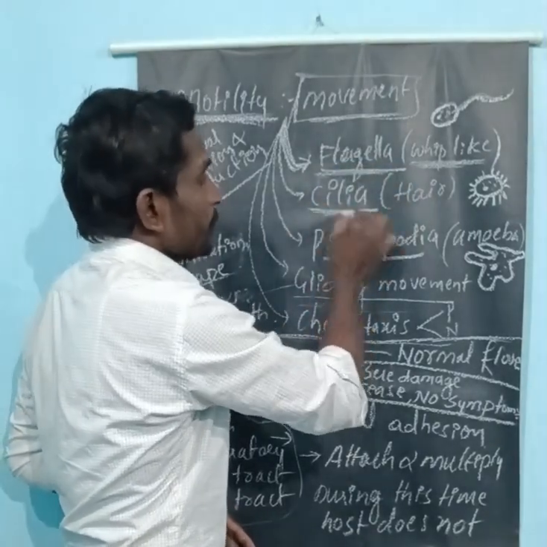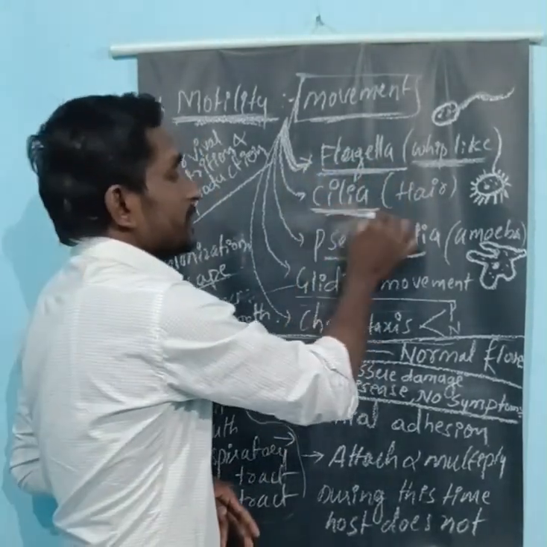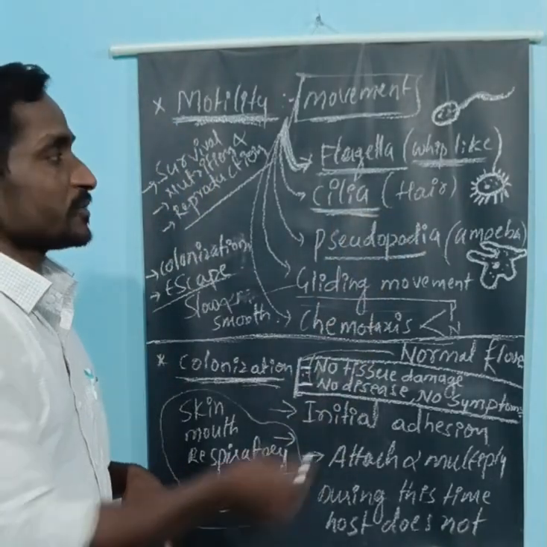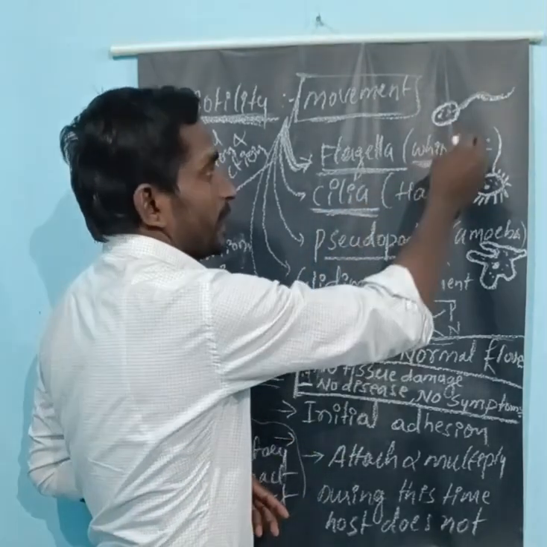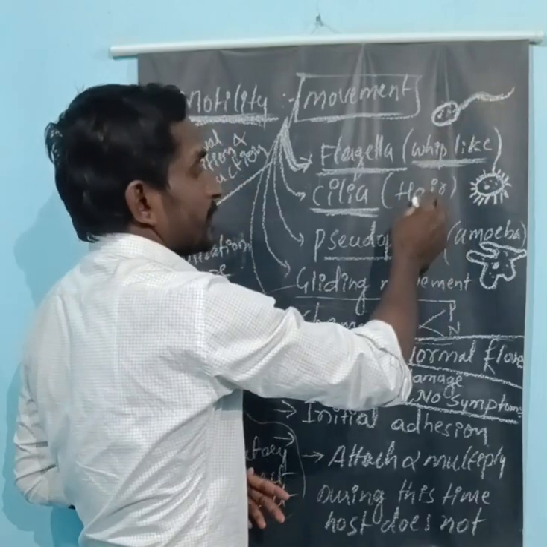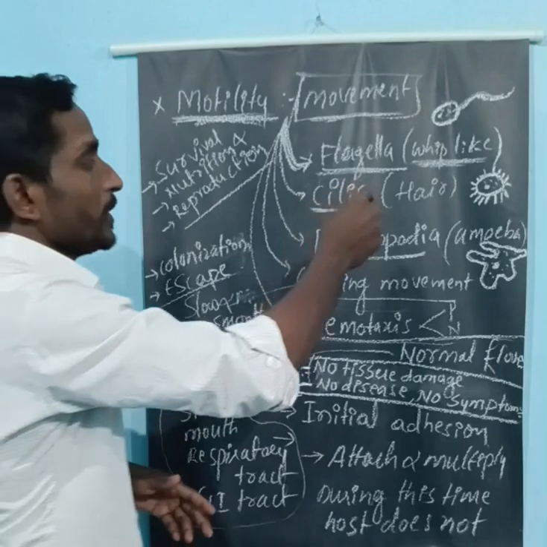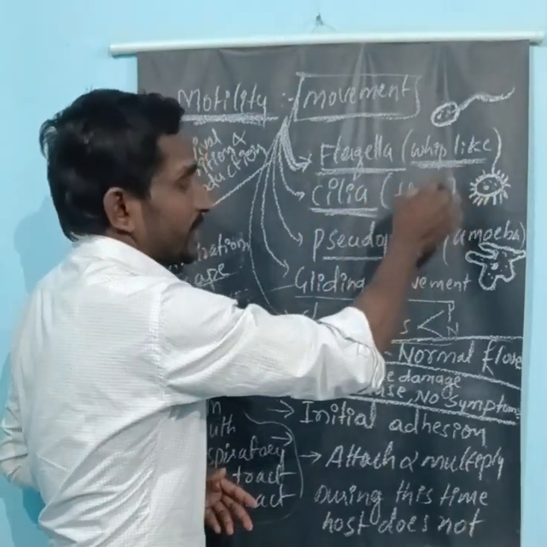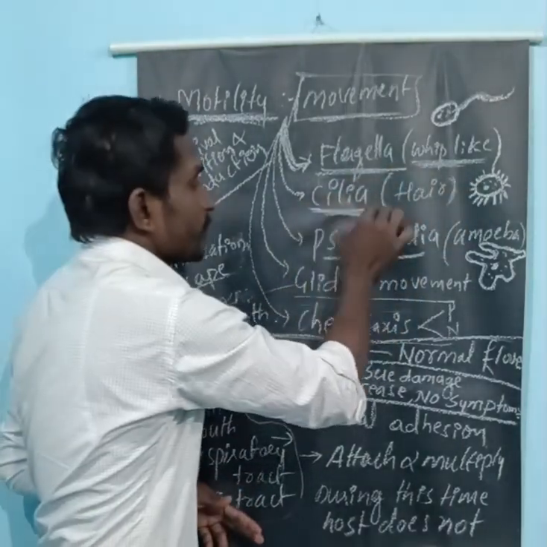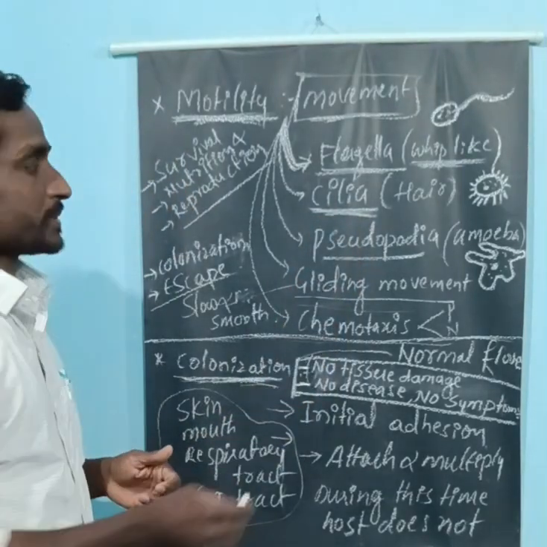Now comes the cilia. Cilia are hair-like structures, smaller than the flagella. Flagella are only one or few in number, but cilia are present all over the microbe's body, as thin hair-like structures. They help in the movement of the microorganisms.